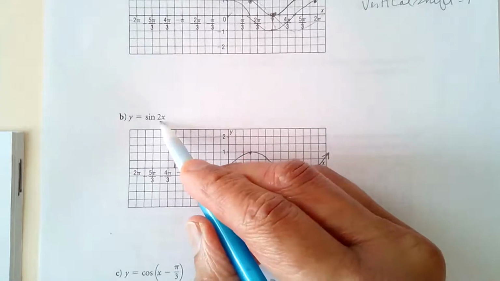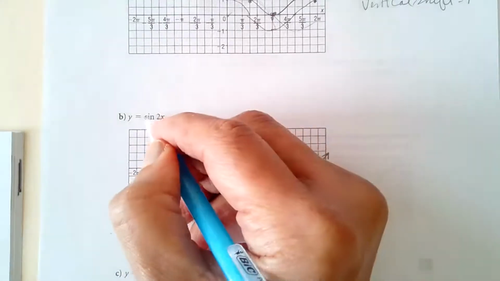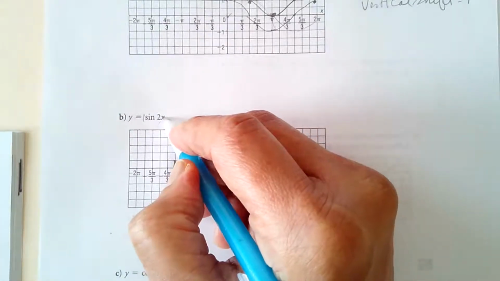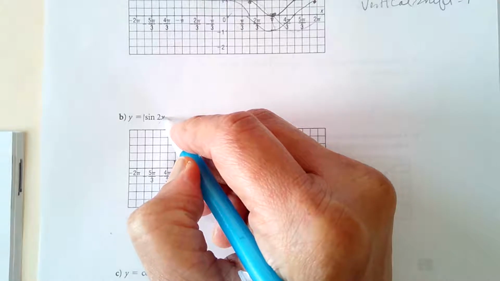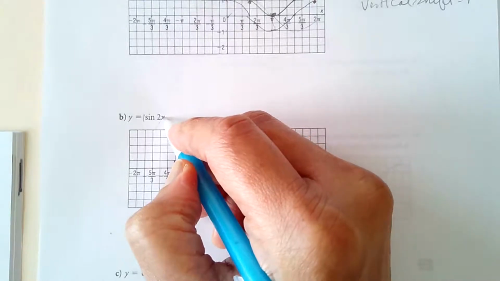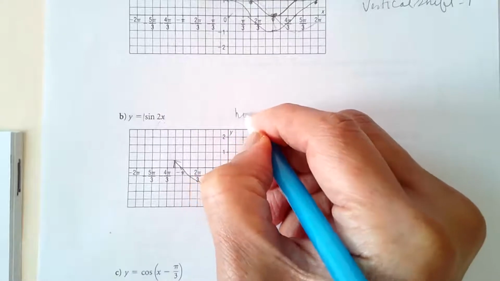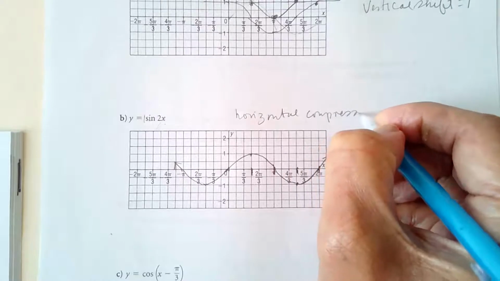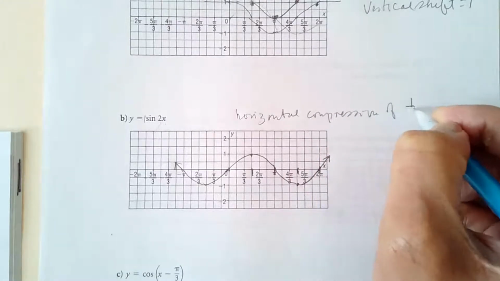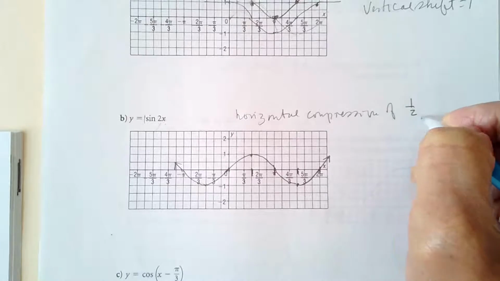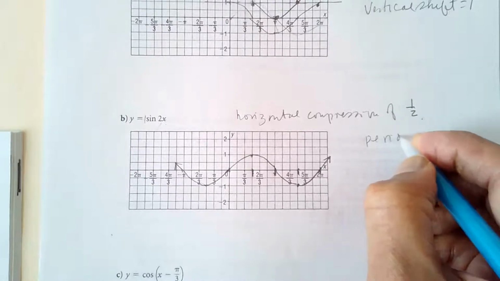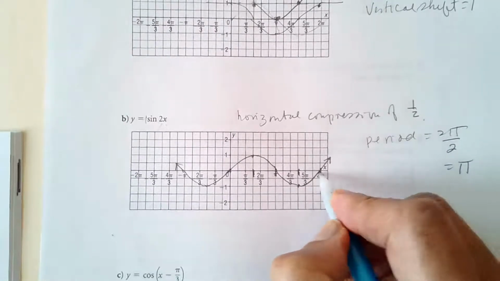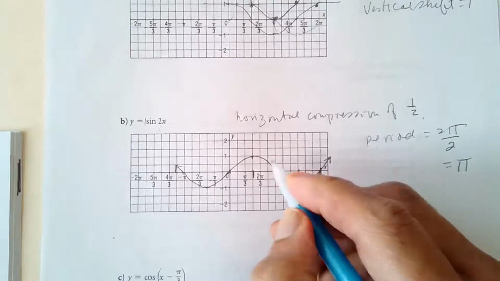Now this is the phase shift. The amplitude is still 1, but here, sorry, horizontal. Here we have a horizontal compression, right? Horizontal compression by a factor of a half. The period then is half of the normal one, which is 2 pi over 2, which is pi. So now instead of having the period 2 pi, now it ends here.